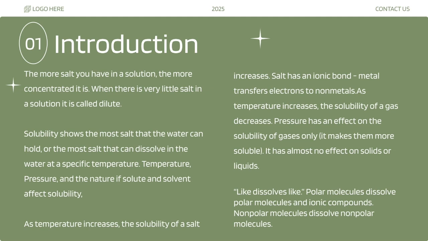As temperature increases, the solubility of a salt increases. Salt has an ionic bond. A metal transfers electrons to nonmetals. As temperature increases, the solubility of a gas decreases. Pressure then has an effect on the solubility of gases only. It makes them more soluble. It has almost no effect on solids or liquids.